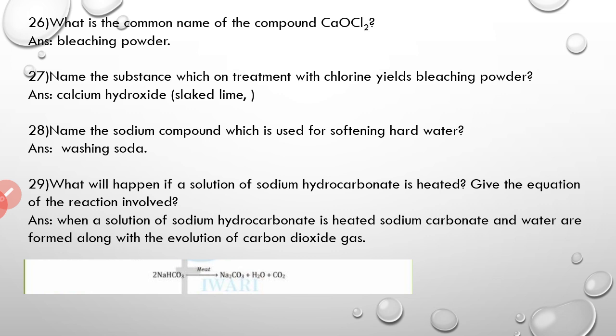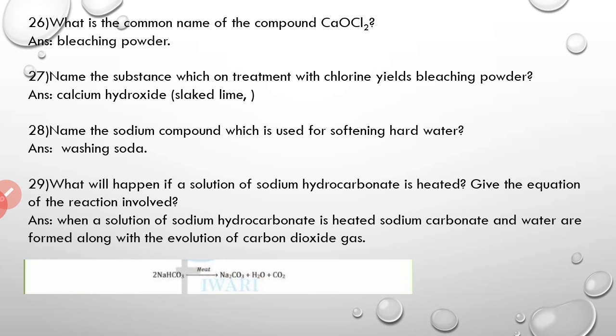Next question. Name the substance which on treatment with chlorine yields bleaching powder. So which compound, when you pass chlorine gas, gives bleaching powder? That is calcium hydroxide. It is also called slaked lime. So what is the molecular formula of calcium hydroxide? It is Ca(OH)2.